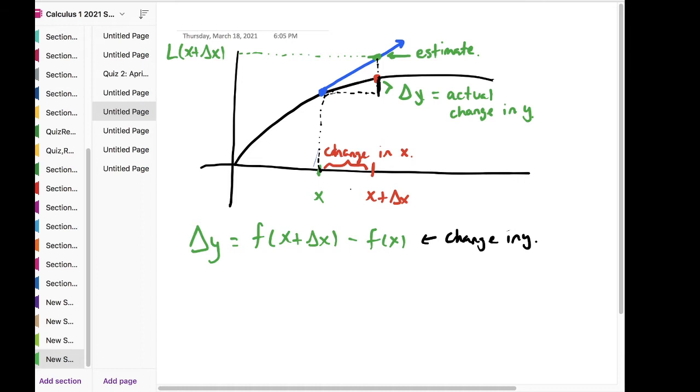So what do we define dy as? This is our estimated change in y. And it's the linearization subtracted by our change. So it's this distance here, which is precisely f prime of x dx. So this is our estimated change in y.